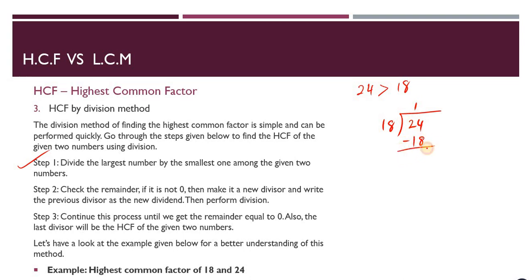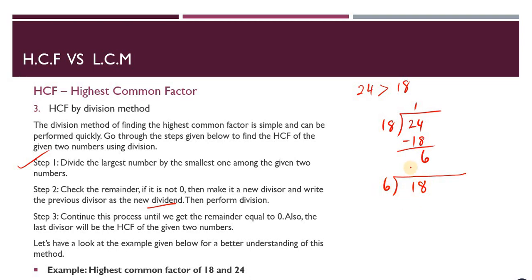And we're going to subtract, and we will get 6. 6 is the remainder. It says check the remainder. If it is not 0, here the remainder is not 0, then make it the new divisor. So 6 will be our new divisor, and write the previous divisor as the new dividend. So 18, which is the previous divisor, will become the dividend, and 6, the remainder, will be the new divisor.